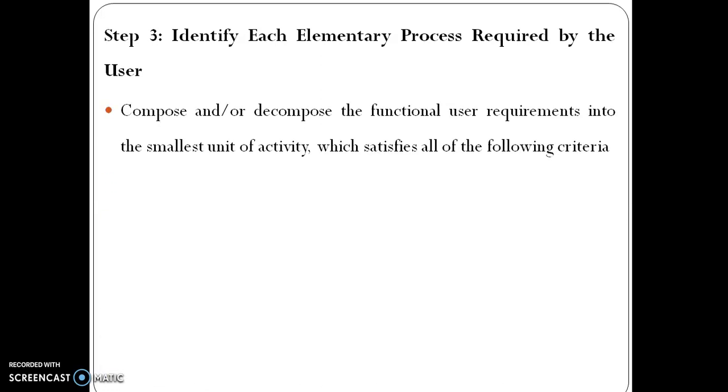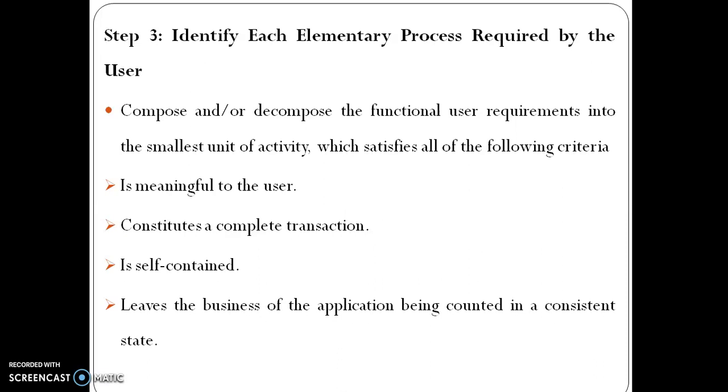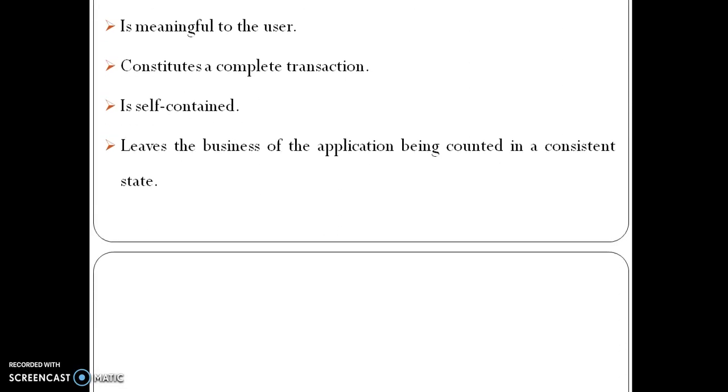Identify each elementary process required by the user. Compose and or decompose the functional user requirements into the smallest unit of activity which satisfies all the following criteria. It is meaningful to the user, constitutes a complete transaction, is self-contained, and leaves the business of the application being counted in a consistent state.